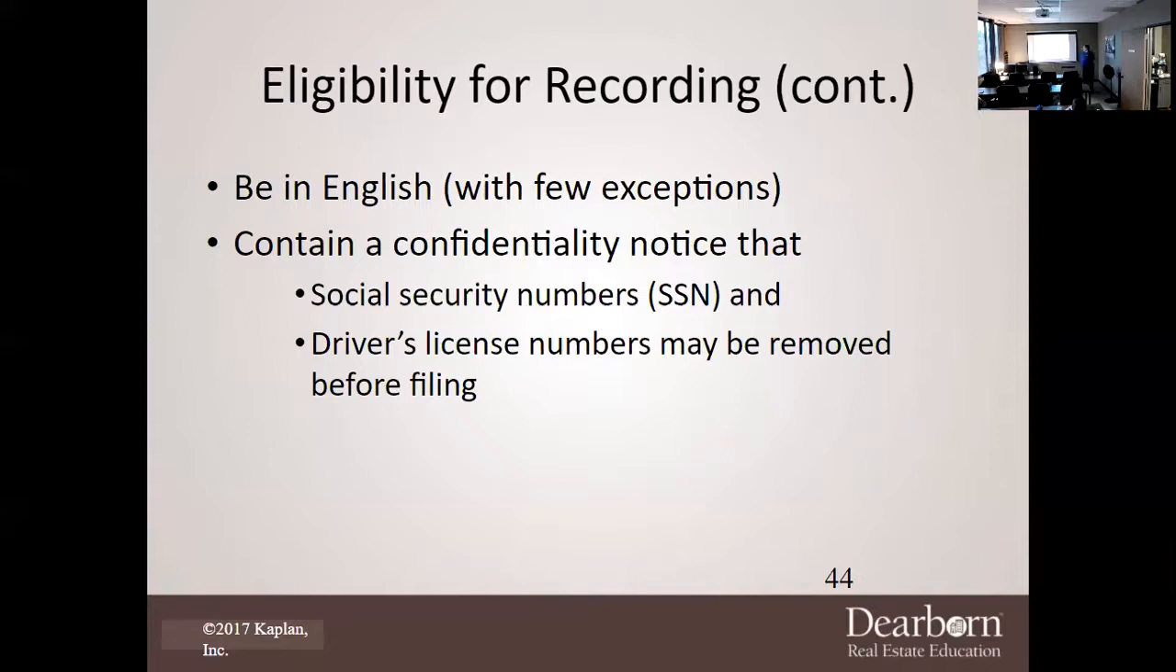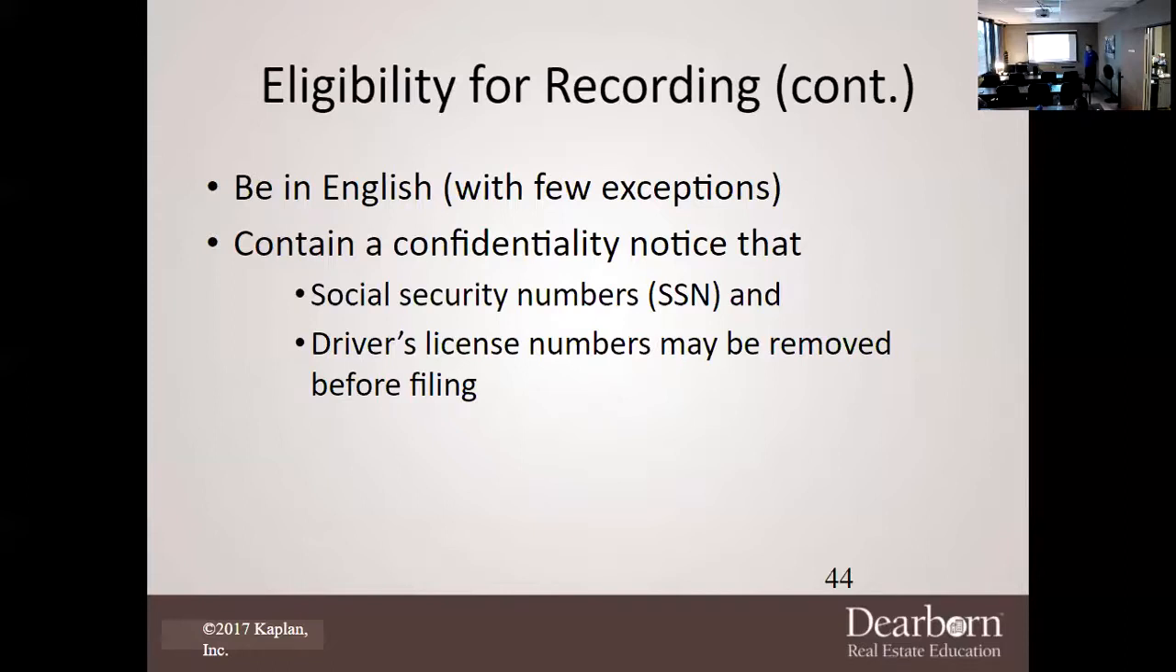Okay. It also contains a confidentiality notice that if the social security numbers and the driver's license numbers are in there, they may be removed. So when you're filing something and it has the social security numbers or driver's license numbers, in that particular situation it can be removed for confidentiality purposes. I will tell you, a lot of divorce decrees, people don't catch this. When they file divorce decrees, their social security numbers and driver's license are sometimes in those decrees. And they don't even know.